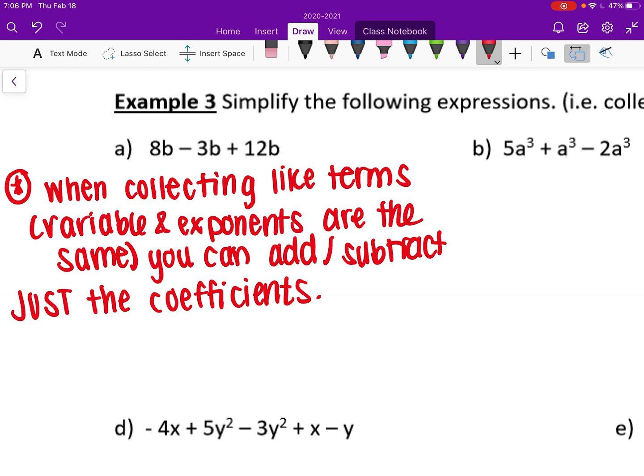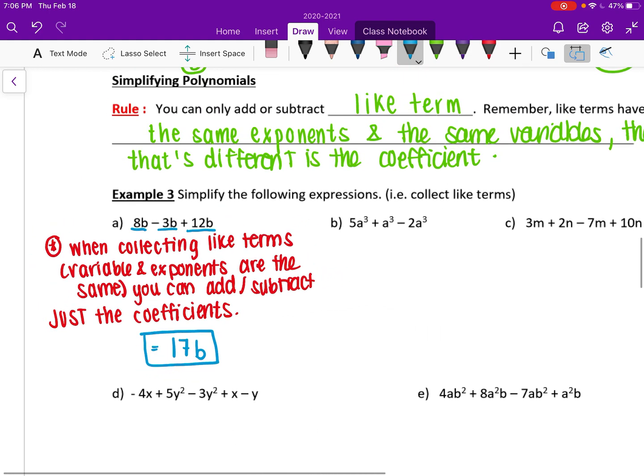So let's do that. So here I have 8 minus 3 plus 12. I'm going to leave the b as is. I'm going to do 8 minus 3 plus 12 is going to give me 17. So I'm left with 17b. And that is my answer. Okay? And that's how I'm going to do something like that. I'm going to go in, I'm going to check out the terms, I'm going to see which ones are the right terms, and then I'm going to move on and add them together.